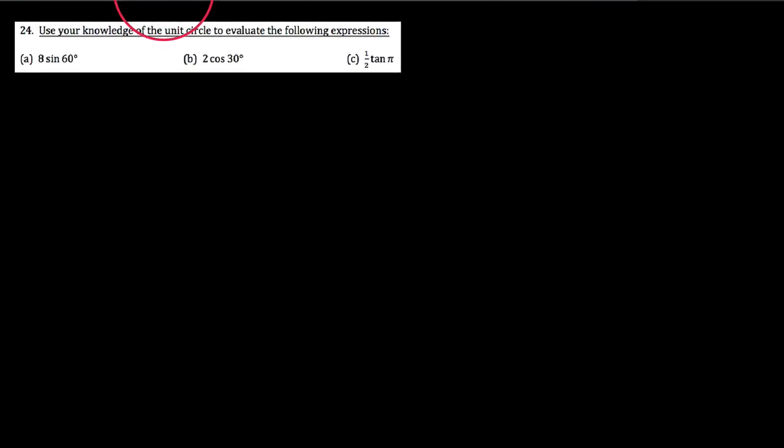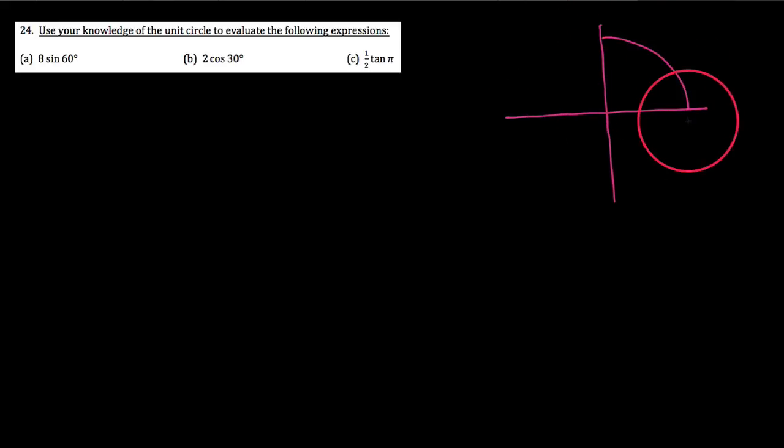Okay guys, we're going to look at a few expressions here that we just want to be able to evaluate. However, what I want to point out is that any of these expressions involve angles like say 60 degrees, 30 degrees, or pi, which is the same as 180 degrees. And that is to say that really what I'm looking for you to use here is your unit circle in order to be able to evaluate these.